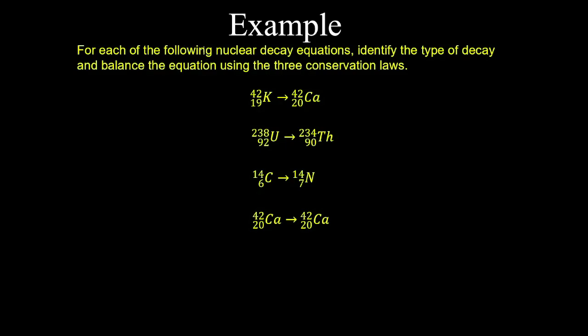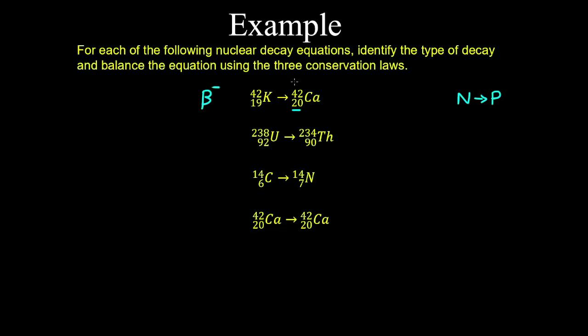For each of the following nuclear decay equations, identify the type of radioactive decay and balance the equation using the three conservation laws. Well, for the first one, we see potassium decaying into a calcium nucleus and an additional proton on the right hand side. So therefore, in this case a neutron gets transformed to a proton, which is beta minus decay.